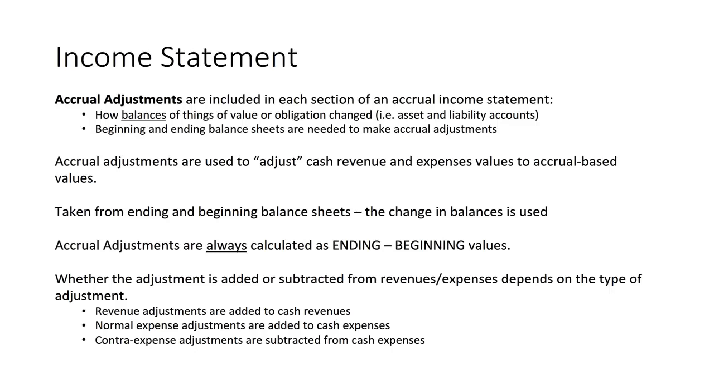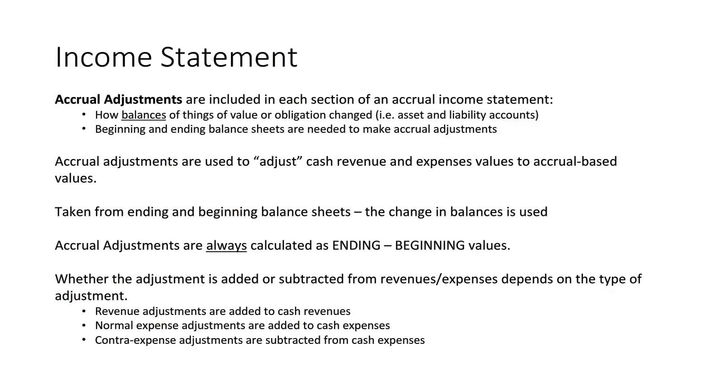But basically, accrual adjustments are things that we do within each section of the income statement. So we have adjustments we make in the revenue section. We have different adjustments we make in the expense sections. And what these accrual adjustments reflect is how the balances of accounts or things of value or obligation have changed during the reporting period. So specifically, we take that information from asset and liability accounts from the business's balance sheet. Specifically, beginning and ending balance sheet values are used to make those accrual adjustments throughout our income statement.